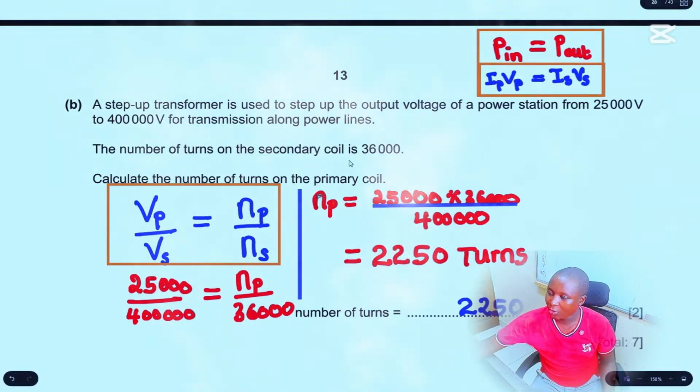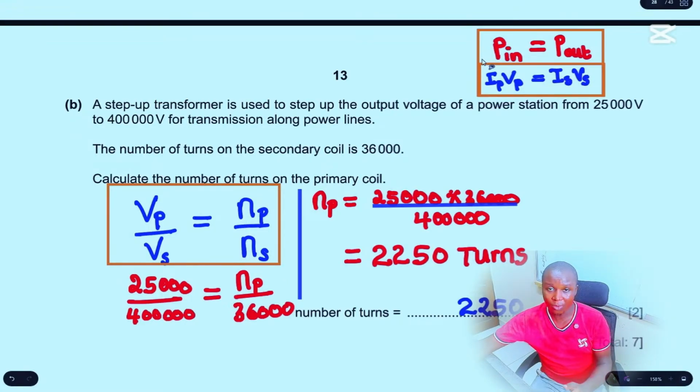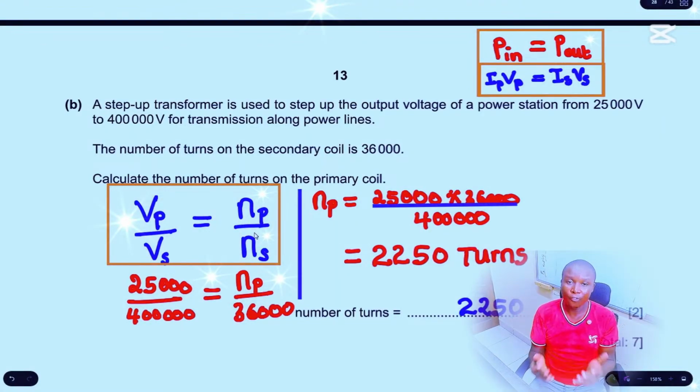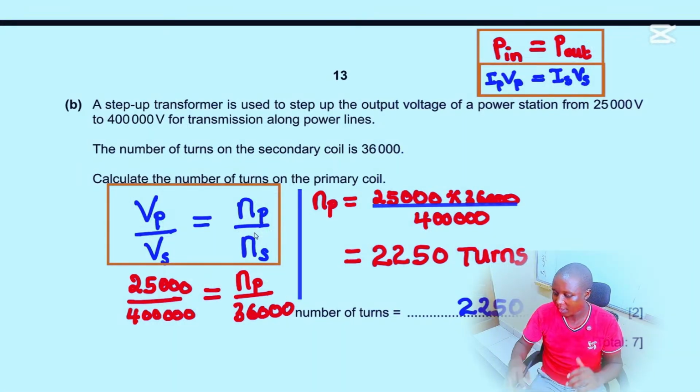And that gives us another formula, which is current in the primary coil times voltage in the primary coil equals current in the secondary coil times voltage in the secondary coil, because power is equal to IV. The second formula is voltage in the primary coil over voltage in the secondary coil is equal to number of turns in the primary coil over number of turns in the secondary coil. If you know these two formulas, you are good to go in this particular topic.